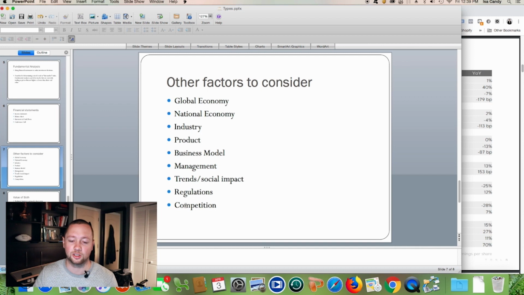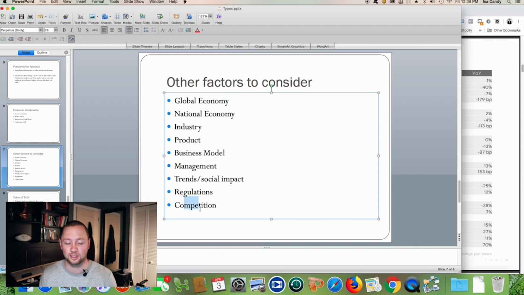And the last one's competition. How saturated is this market? Is it easy to rip off? Do you have lots of competitors? And are there substitute products that people can buy if yours is too expensive or not working? Those are all things that you want to consider, because they are factors that will not be shown in the financial statements and they will not be shown on the charts.